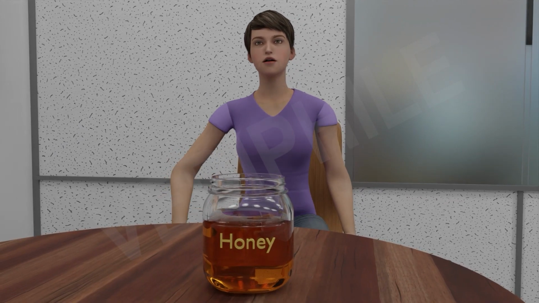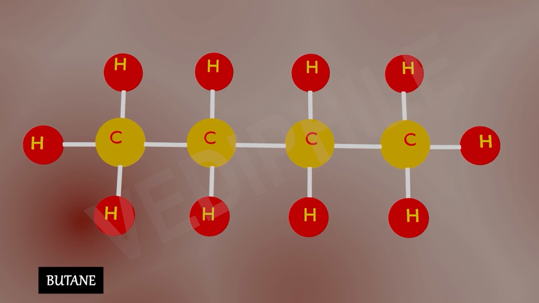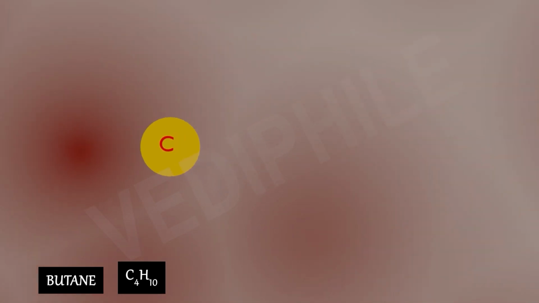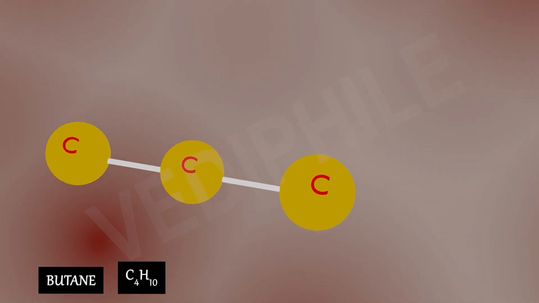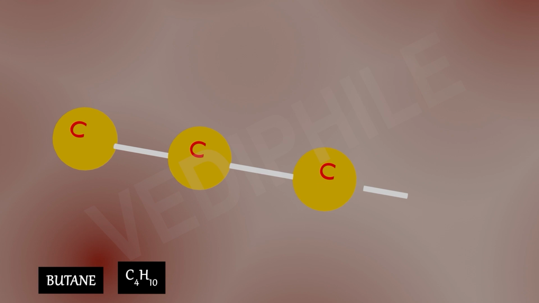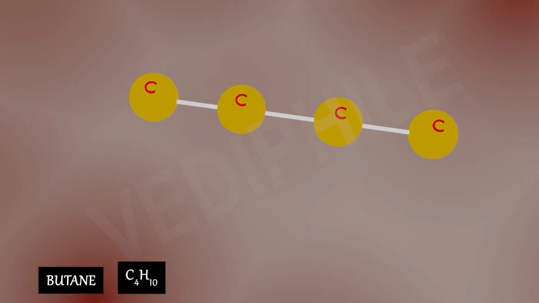Let's take an example of butane again. So the formula of butane is C4H10. So one carbon is attached with another with a single bond. Then the third carbon will be attached to the second one with a single bond again. And the fourth carbon will be attached with the third carbon with a single bond again.